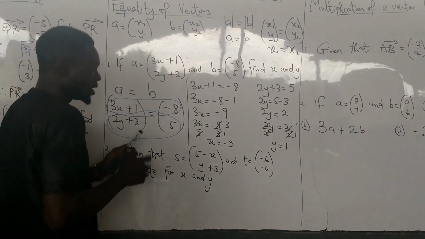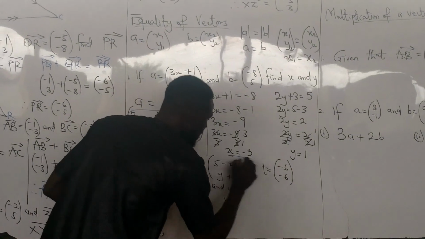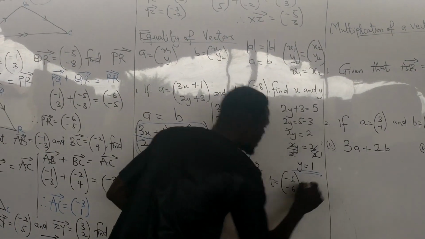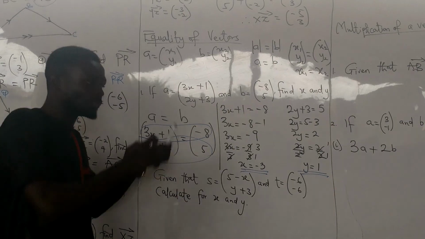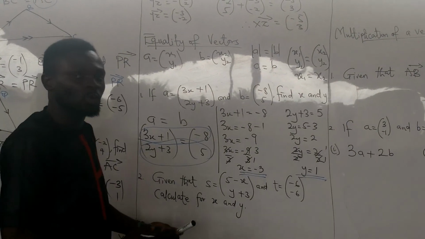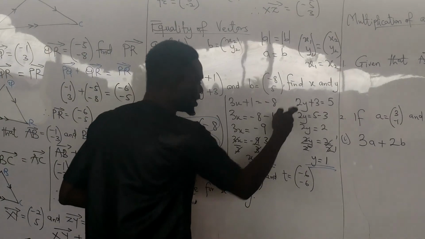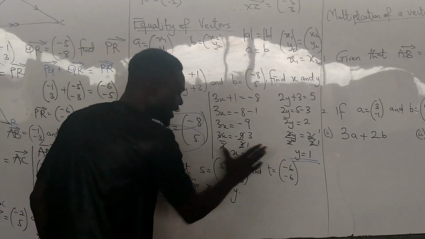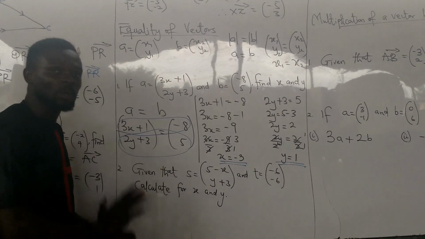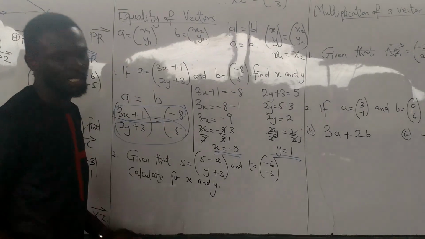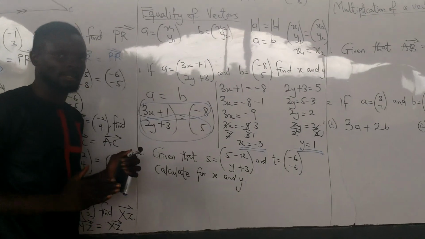And so the question is, find the value of x and y. Therefore, x is equal to negative 3 and y is equal to 1. They are not vectors, so you are not going to write negative 3, 1. No. x is negative 3, y is 1. And we call these equivalent vectors or equal vectors.